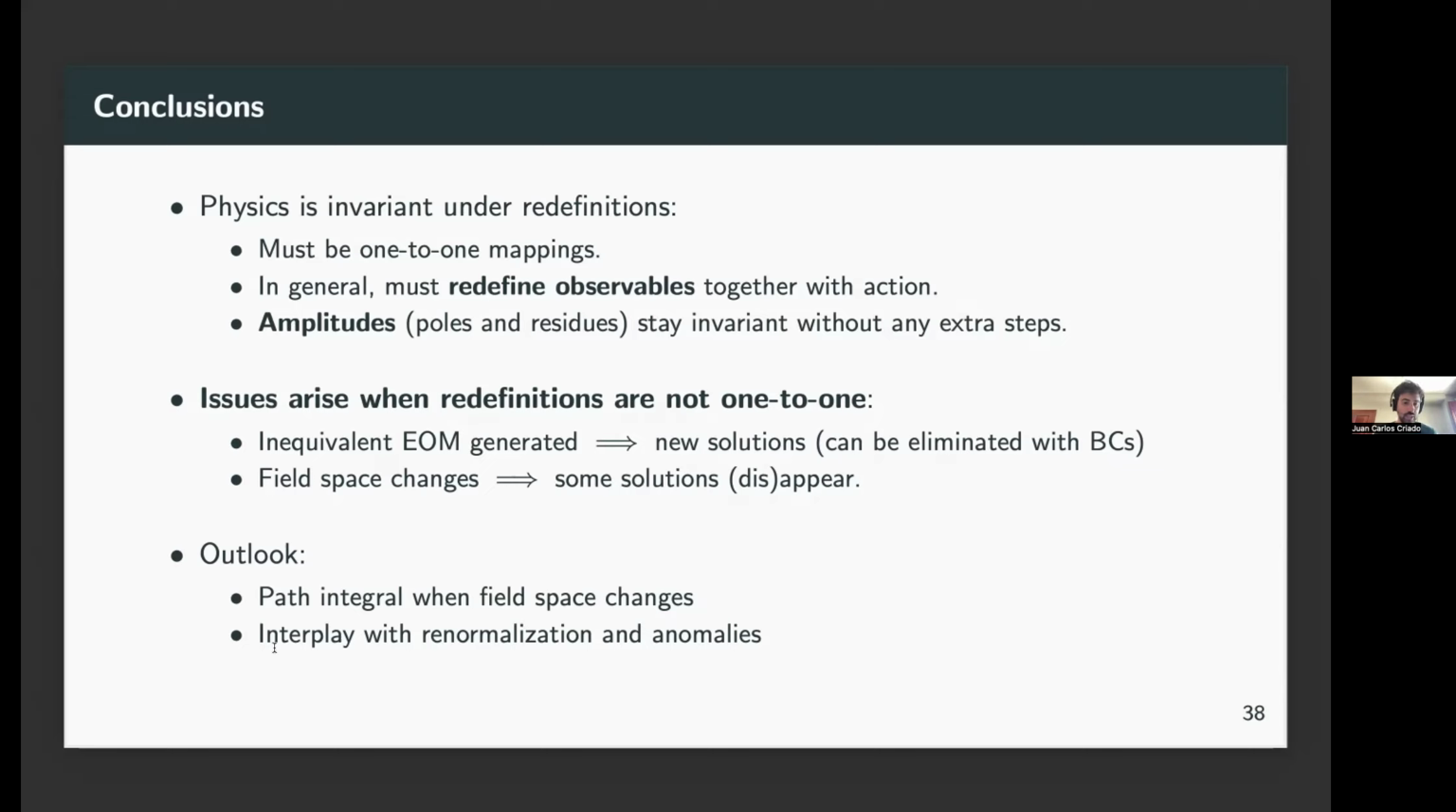Something that we are looking at is what happens to the path integral when the field space changes, for example. So when you have a definition like the last one, now the path integral grows from plus infinity to 0 and back to plus infinity, and it seems that the path integral would be 0 directly. So yeah, we need to understand that. And then it would also be nice to understand better the interplay between field redefinitions and renormalization, anomalies, etc. So in general, looking at now the quantum effects. And yeah, that's all. Thank you very much.